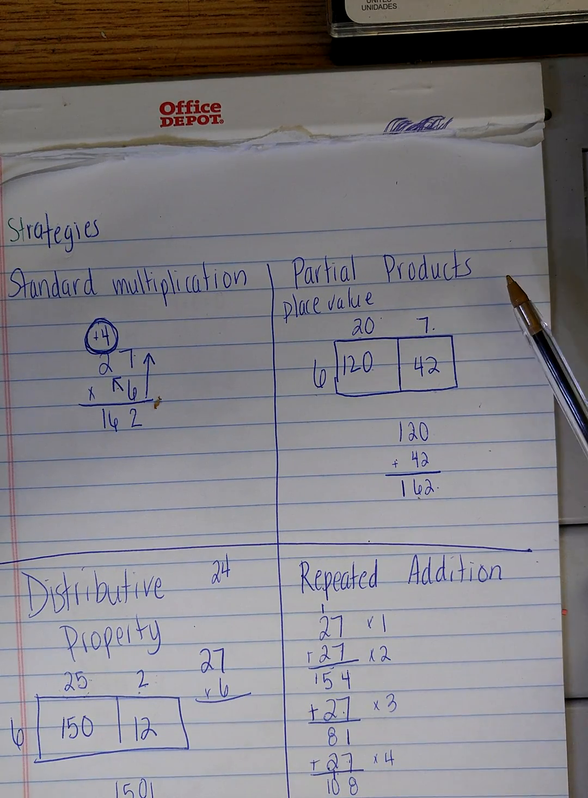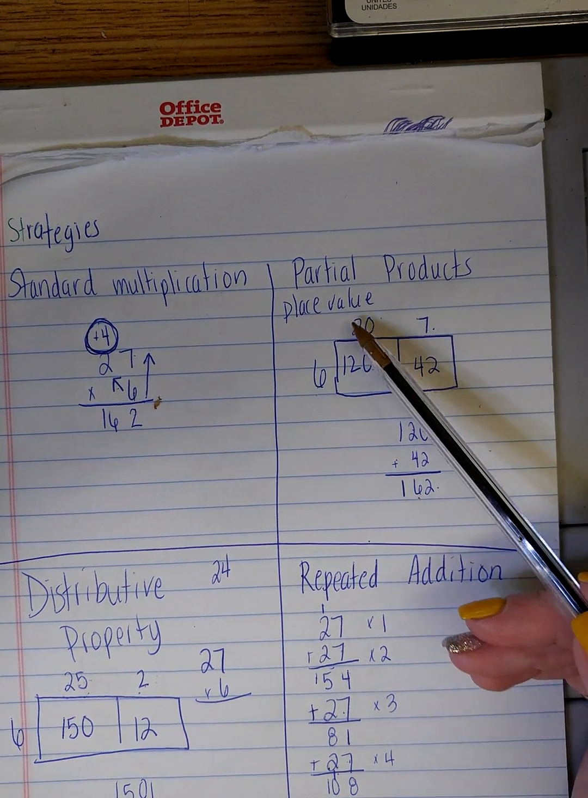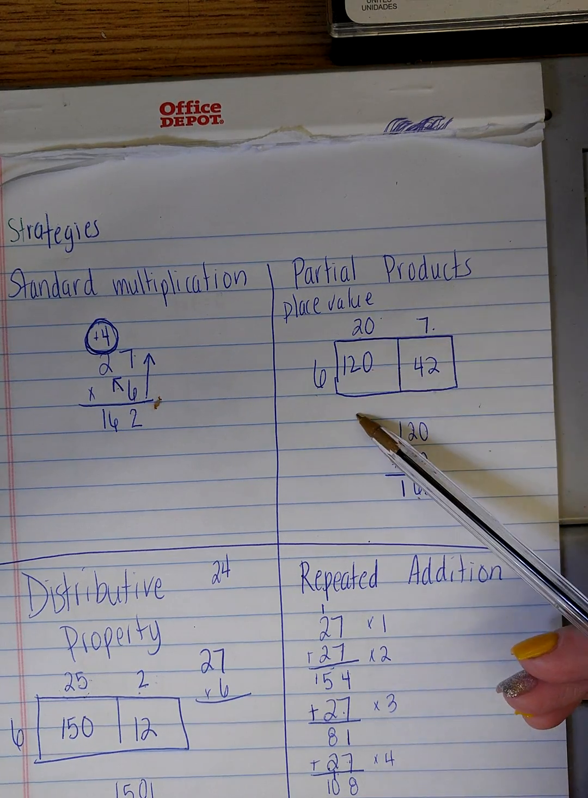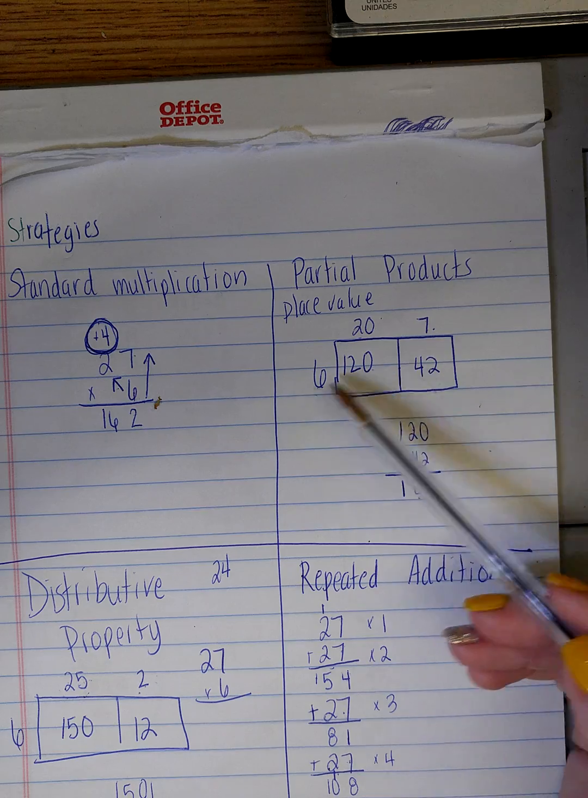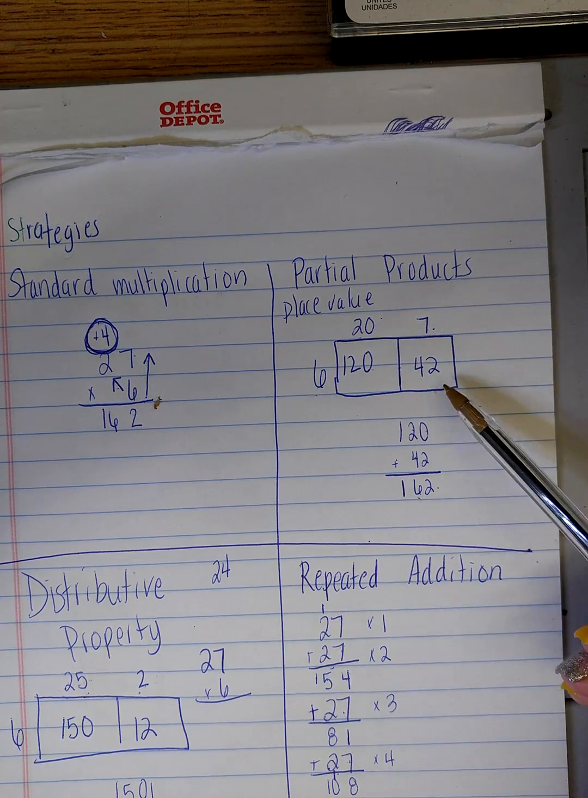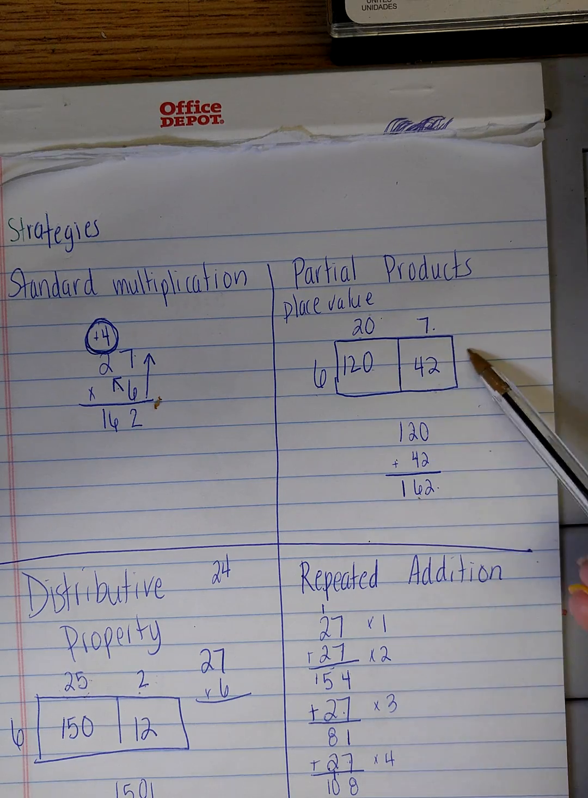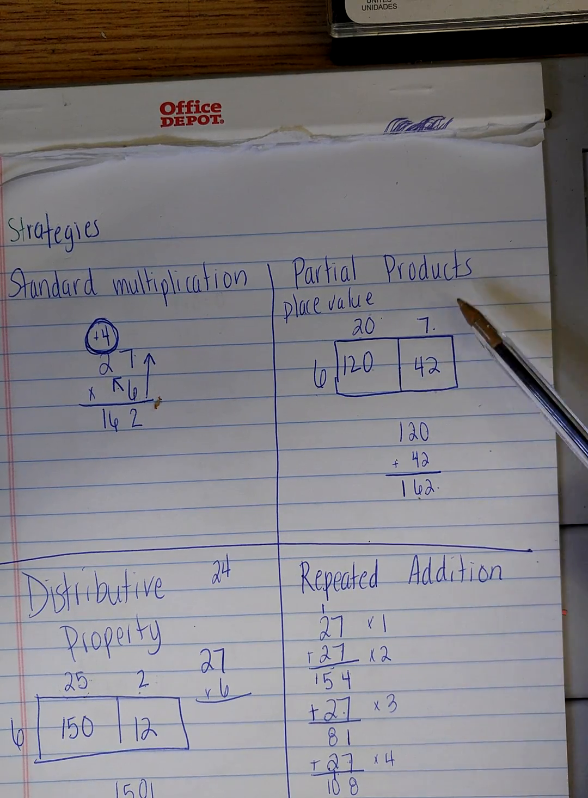This particular strategy, a positive to it is that it's easy to break apart the numbers because you're doing it in tens and ones. A con is if you don't know your 6 tables or your 7 tables, you might not be able to get this one very easily. So that could be a con to this particular strategy.